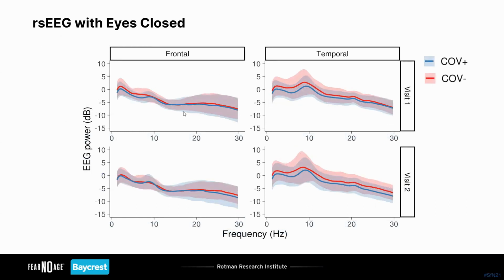So this is a data slide showing the results that we obtained in the eyes closed condition. In the first row you see the visit 1 data. And as you can see, the blue curve that corresponds to the COVID positive group is overall lower, showing the reduced power compared to the COVID negative group. And it is happening over a range of frequencies, especially in the temporal channels, and more in the lower frequency range in the frontal channels. And you can also see that that trend is visible in visit 2 as well.